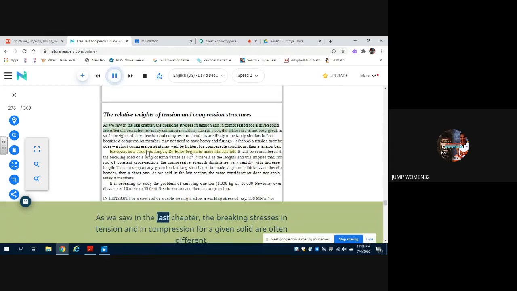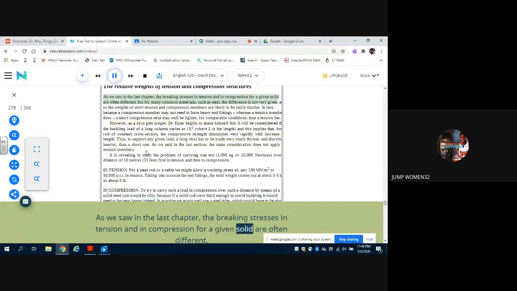As we saw in the last chapter, the breaking stresses in tension and in compression for a given solid are often different, but for many common materials, such as steel, the difference is not very great. And so the weights of short tension and compression members are likely to be fairly similar. In fact, because a compression member may not need to have heavy end fittings, whereas a tension member does, a short compression strut may well be lighter, for comparable conditions, than a tension bar.